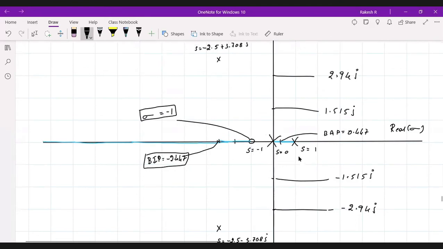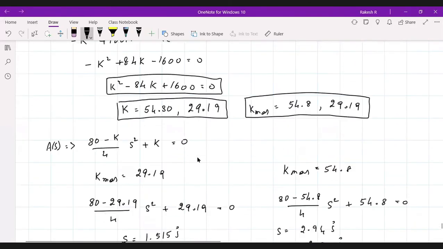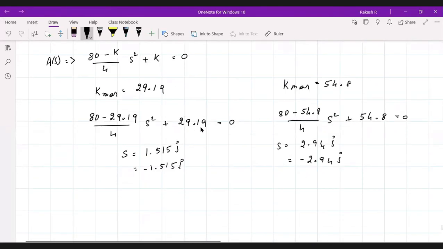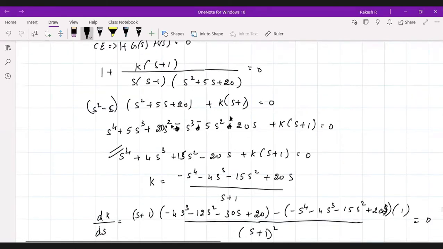Now what happens in between these two k marginal values, that is k equal to 29.19, the system is crossing the imaginary axis. That means the system is crossing from the unstable part to the stable part, from k equal to 29.19 to 54.8. The system becomes stable in between these two. Above this, the system crosses to unstable. Below 29.19, the system is unstable again. Right. So we need to mark that here.